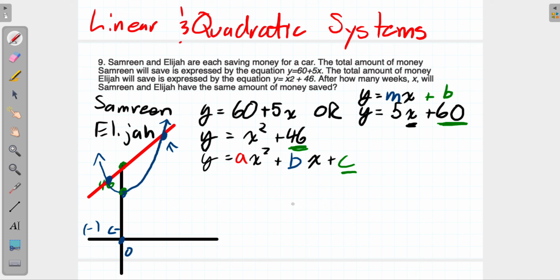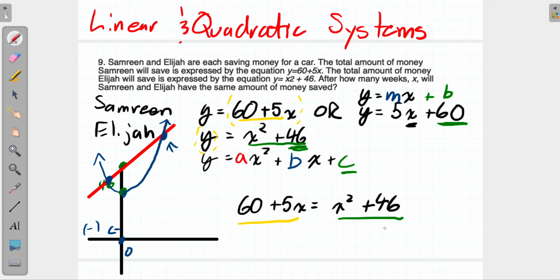In order to solve this, both of these equations are already set equal to y, which is great, which means we can set them equal to each other. I could substitute this value in for the y of the quadratic, and when we set them equal to each other, we can start to solve. So I'll start off by setting it equal over here. We'll start with 60 plus 5x is equal to x squared plus 46. If you notice, the 60 plus 5x we put on the left side of the equation, and the right side of the equation is that quadratic, okay?